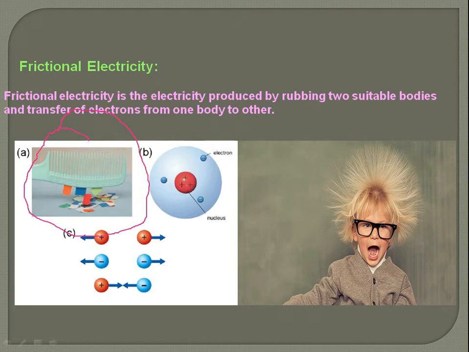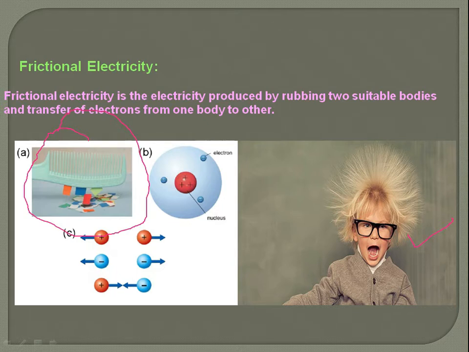At that time we rub the comb with our hair, and then the comb gets some properties. The comb got the property that it can attract small pieces of paper. And in another activity you have also seen that when we take a comb near our hair, then our hair gets straight. Not like this, but somewhat like this. These two are the result of frictional electricity.